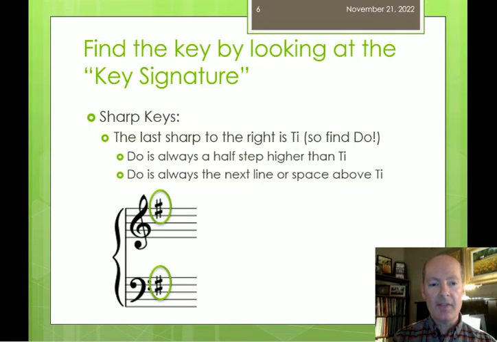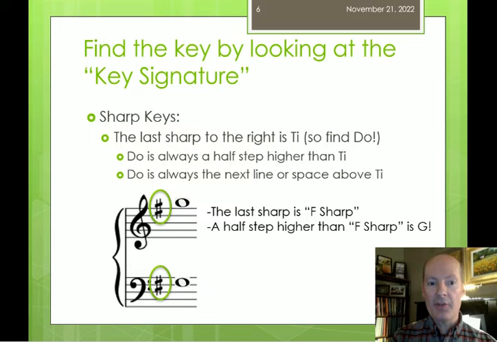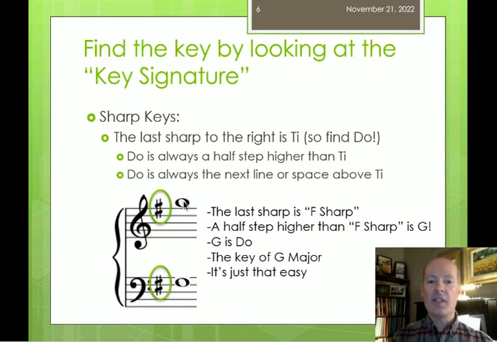So here, in this key signature, in both the bass and the treble staves, I see that F sharp is the last sharp. Every good boy does fine. That sharp is centered on line number 5, F sharp. So if F sharp is T, a half step higher than F sharp is G. It's the next letter of the alphabet. It's also the space above this line. You go up to the next line or space and you will find it. So we are in the key of G major. G is do. It's just that easy.